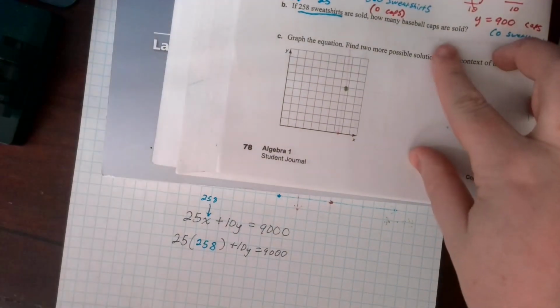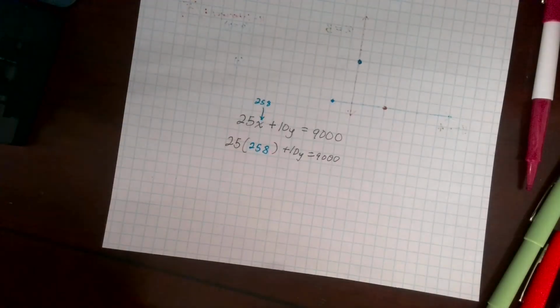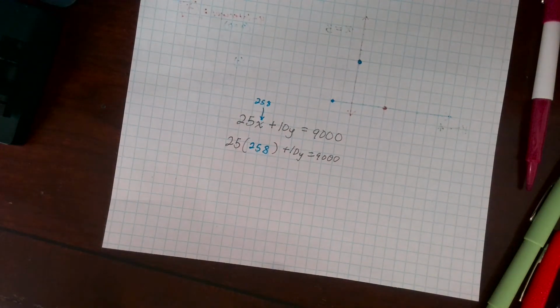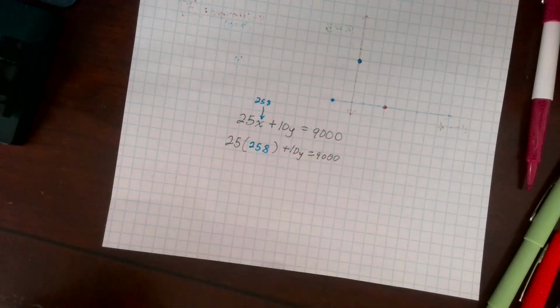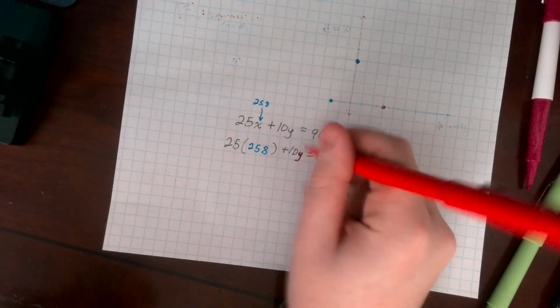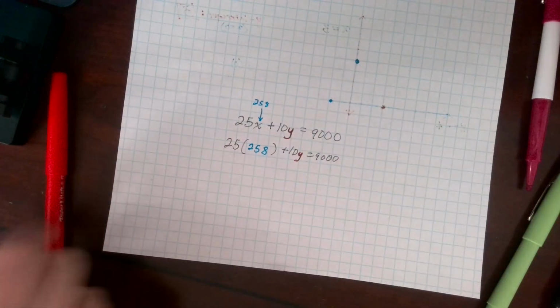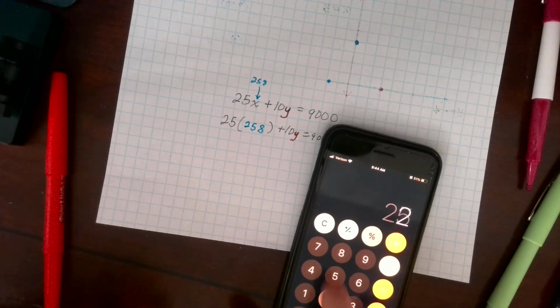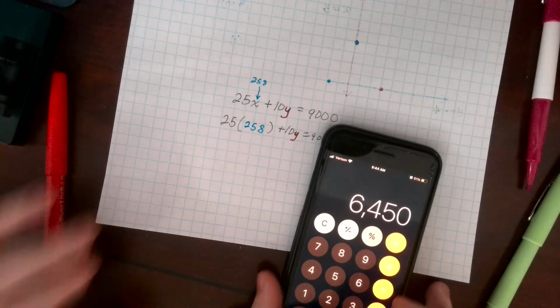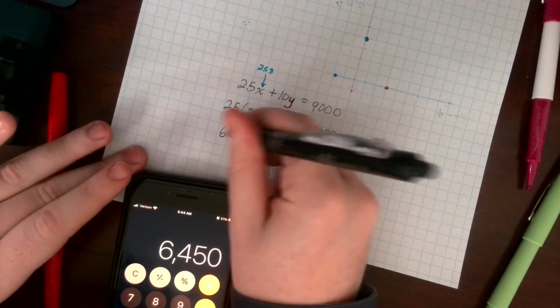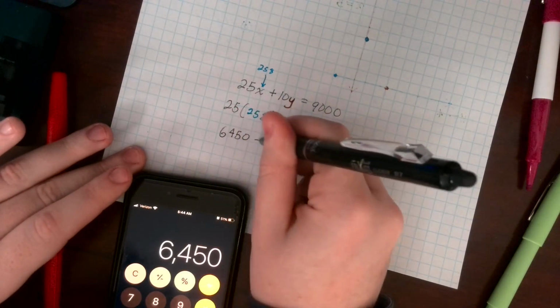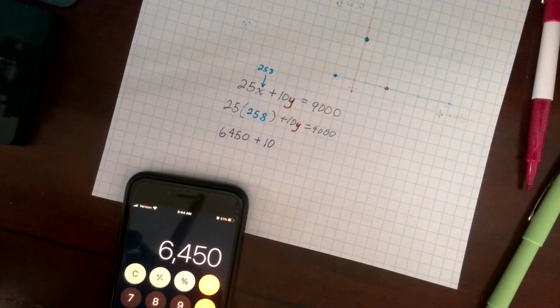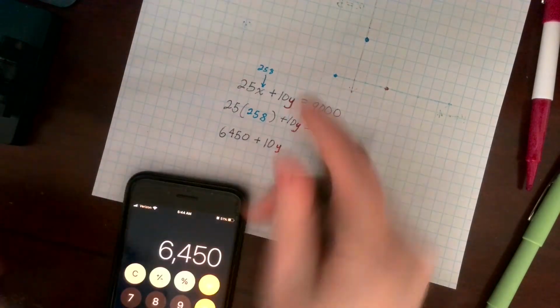Now we just need to solve this. It can be a little bit tricky at first, but the key to remember is this is just a multi-step equation, where you should simplify everything you can, and then use reverse PEMDAS to solve for our missing variable, y. So first things first, what's 25 times 258? Well, we do it in our calculator. We get 6,450. So 6,450 plus 10y equals 9,000.